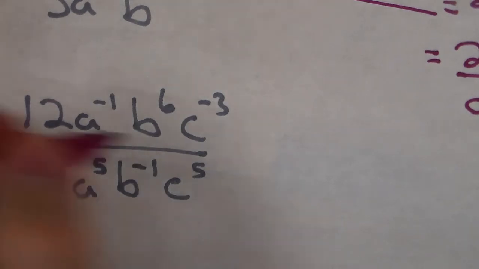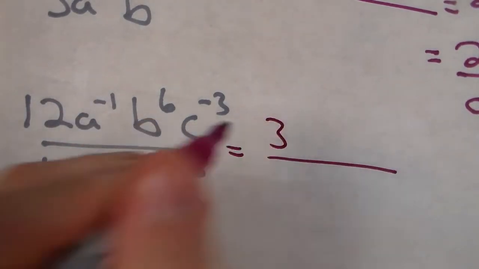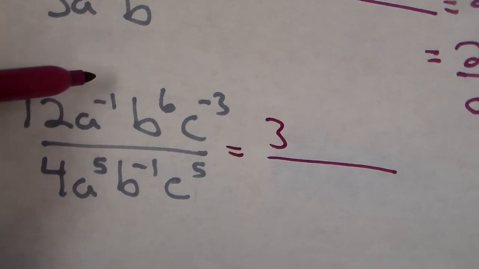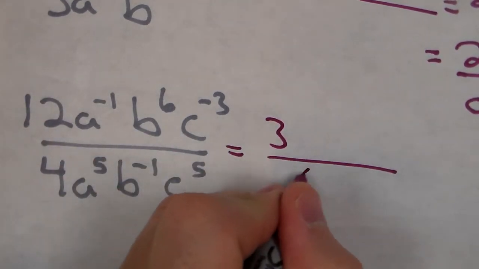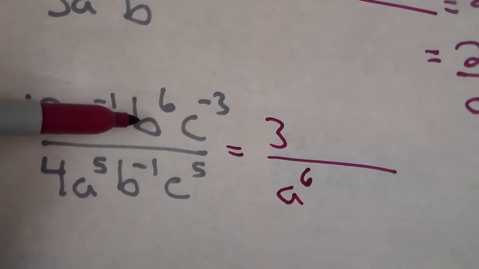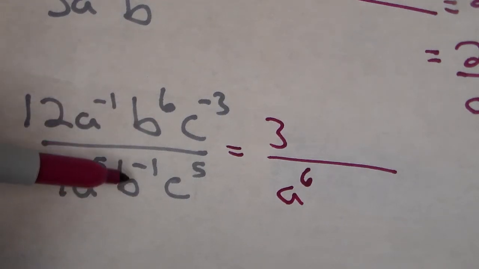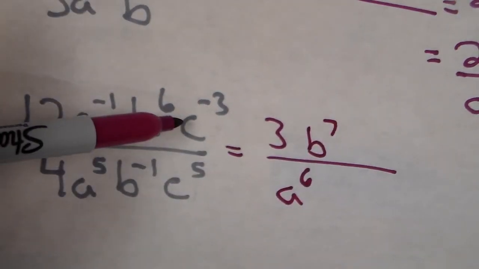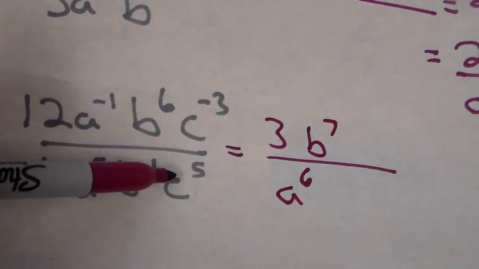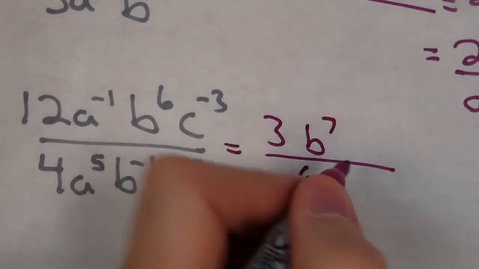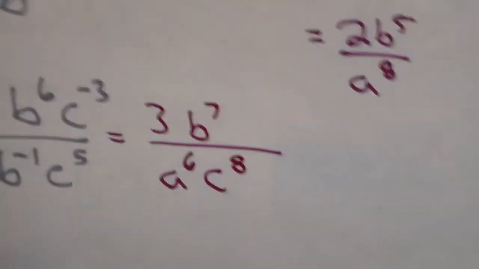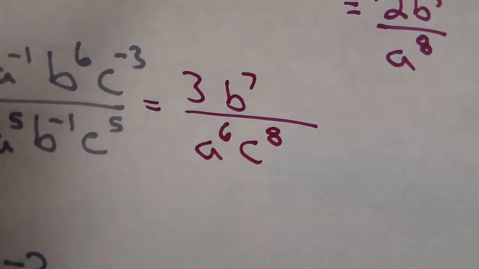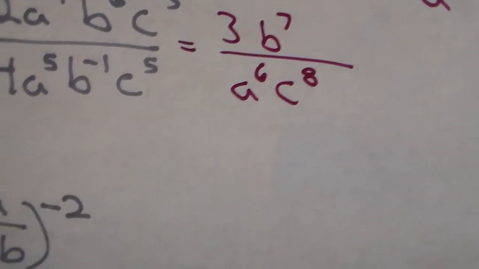So next, we're going to simplify here. So I have 12 over 4 becomes 3. A to the negative 1 over 5, I'm going to take the negative 1, move it down, and that now says I have 6 a's on the bottom. B to the 6th over b to the negative 1, I'm going to move this one up, which now gives me b to the 7th. And then c to the negative 3 over c to the 5th. Move the negative 3 down, it's now c to the 8th. My final answer is 3 b to the 7th over a to the 6th c to the 8th. Everything positive, reduced, and we're good to go.